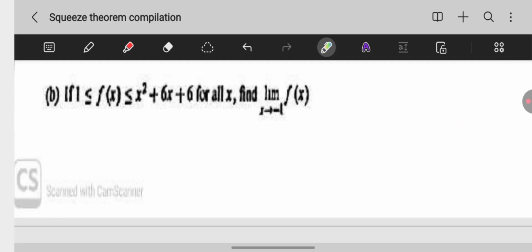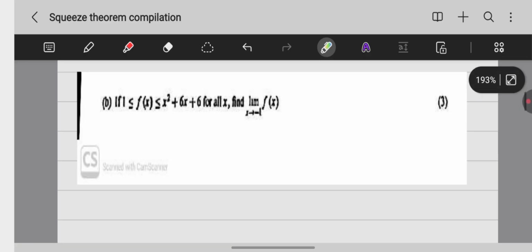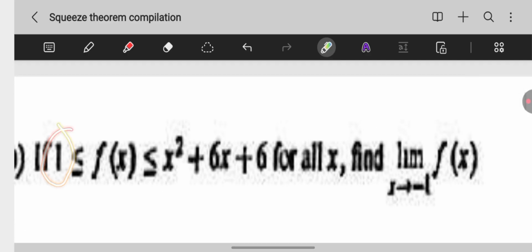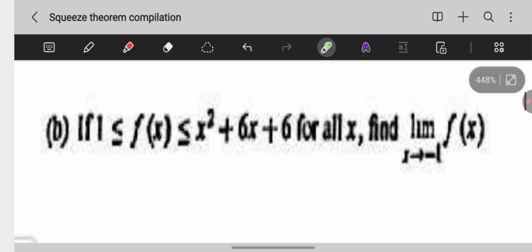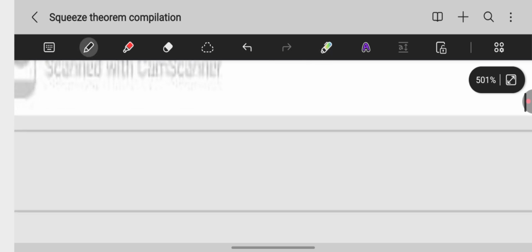So we just have to find the limit of this. We don't have to find what f of x is. We just have to find its limit. And obviously, if we are able to find the limit for these two, then by default, we found the limit of this, and that would be the answer. So I'm just going to write them down.